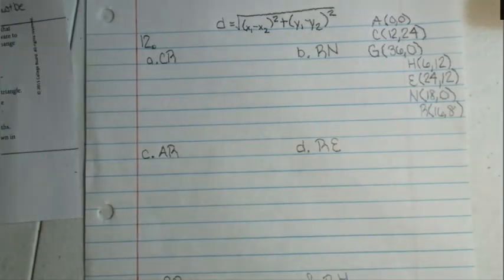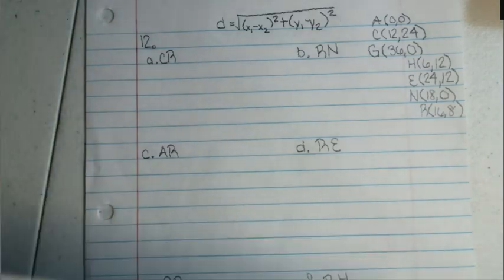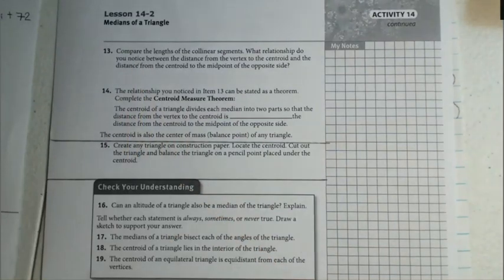For this part of the lesson, we're going to do questions 12, 13, and 14. 12 asked us to find the length of all these measures. Then 13 asked us to compare the lengths of the collinear segments and what relationships do we notice between the distance from the vertex to the centroid and the distance from the centroid to the midpoint. 14 asked us, the relationship you noticed in item 13 can be stated as a theorem. Complete the centroid measure theorem. And it asks you to fill in the blank. And then it moves on to a different section.